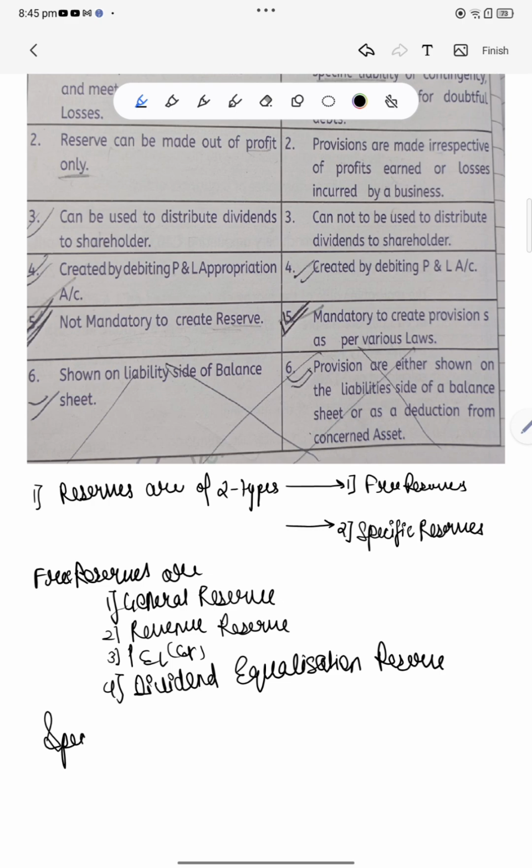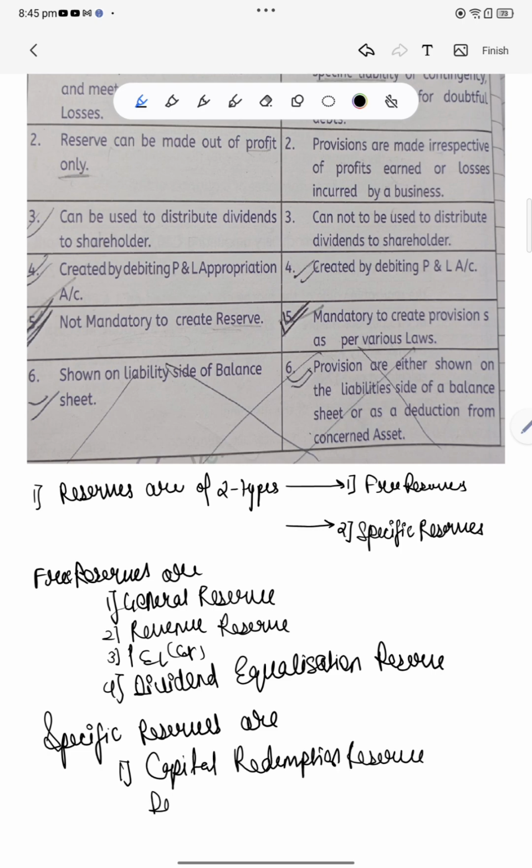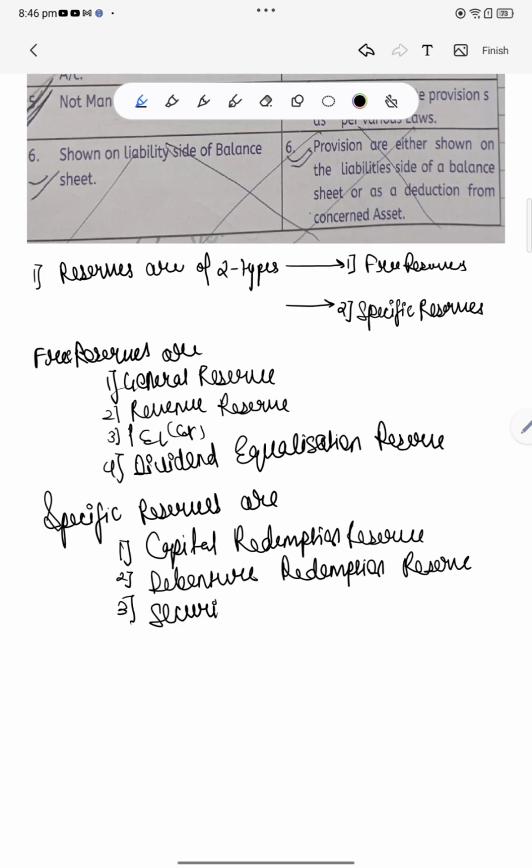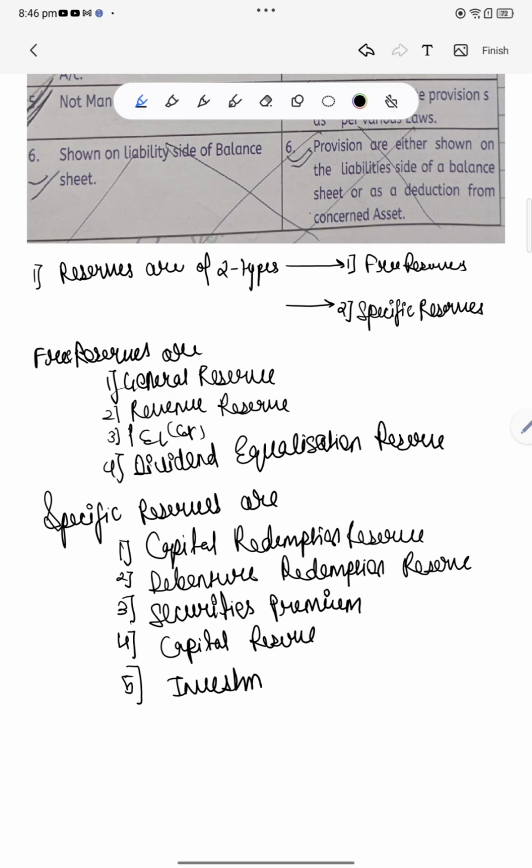Whereas examples of specific reserves are capital redemption reserve, debenture redemption reserve, securities premium, capital reserve, investment fluctuation reserves.